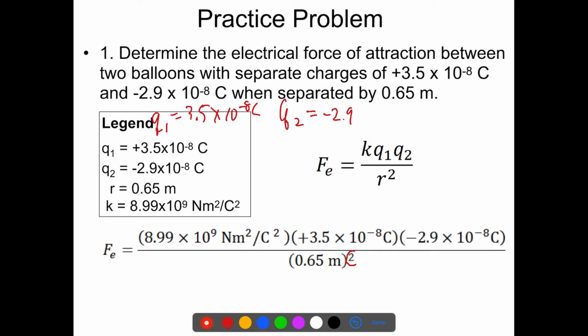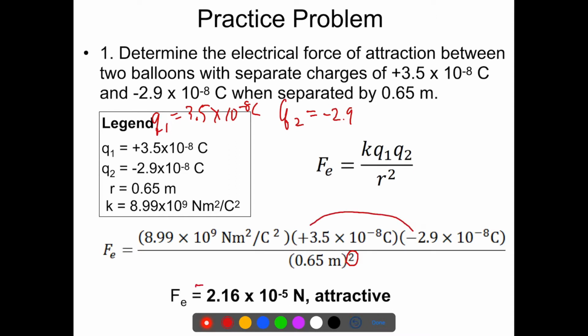So here's the thing. A lot of people are going to forget this square. And I definitely suggest you do it in your calculator. Make sure you get the same answer, which is 2.6 times 10 to the negative 5th newtons. And they're attractive. So I could have left it as negative 2.6, but since I wrote attractive, we know they're attractive.